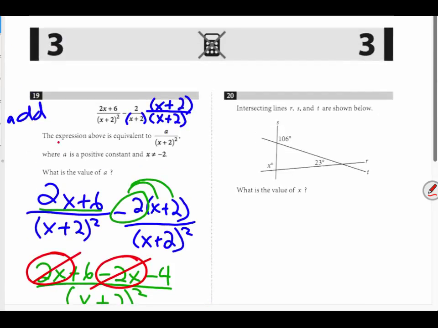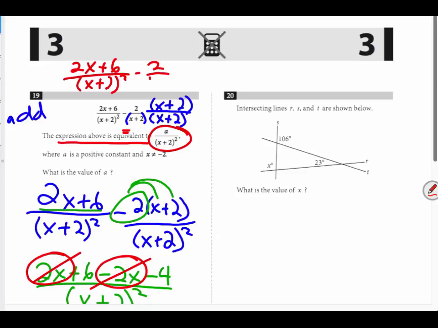So what they're saying is the expression above is equivalent, that means equals, something that looks like this. In other words, what they're saying is 2x plus 6 all over the quantity x plus 2 squared minus 2. Let me write it down instead of saying it. And then they want to know, what's a?